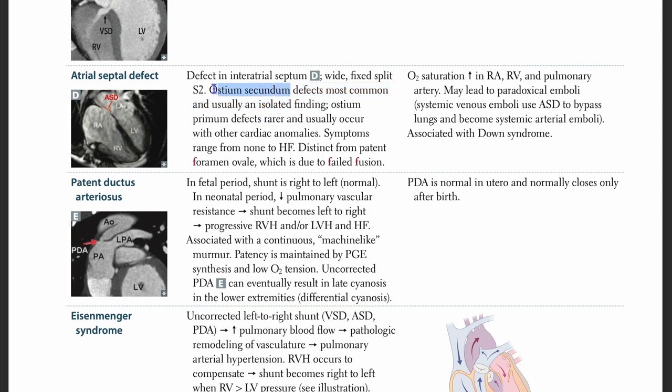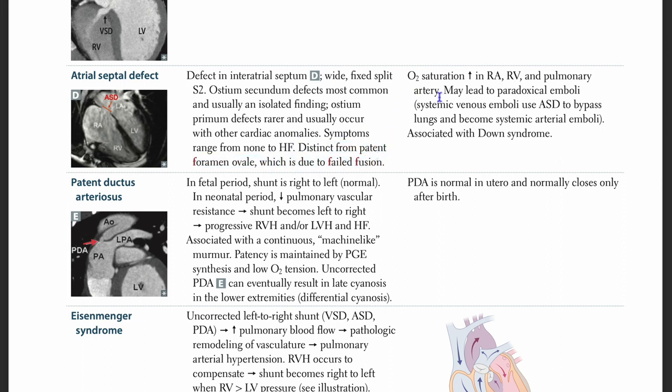So they might ask you that. And atrial septal defect, they might ask you what's the most common defect and cause or most common cause of this. So it's a defect in secundum. This one is rare, but other cardiac anomalies. Okay, symptoms range from none to heart failure. So everything can happen or nothing can happen as well.